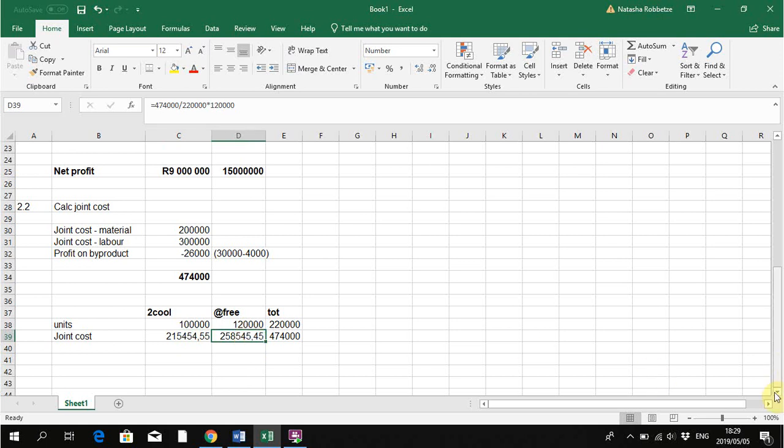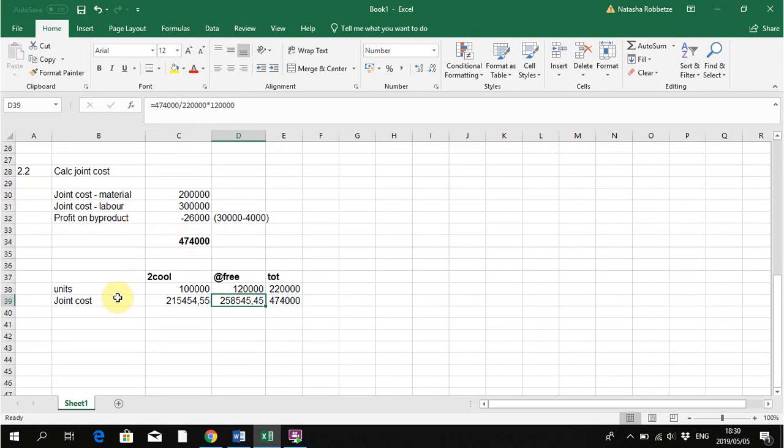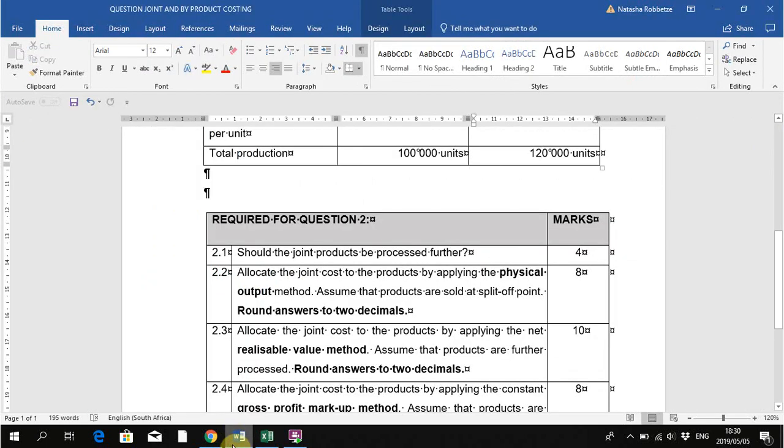Should they ask you for the profit, in applying the physical output, you will simply also need to calculate the sales. So now you will have sales minus joint cost. Please note how we will not have further processing cost, because the instruction is assume that the products are sold at split off. So if products are already sold at split off, that means that we do not process them any further.